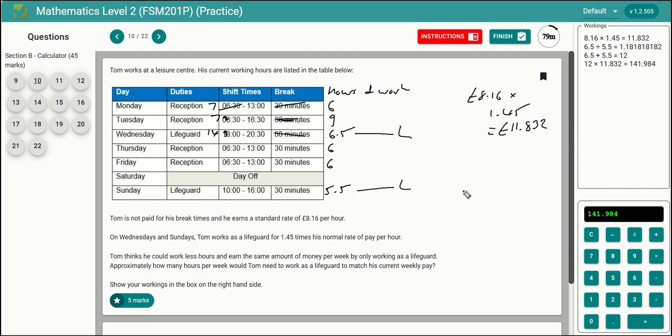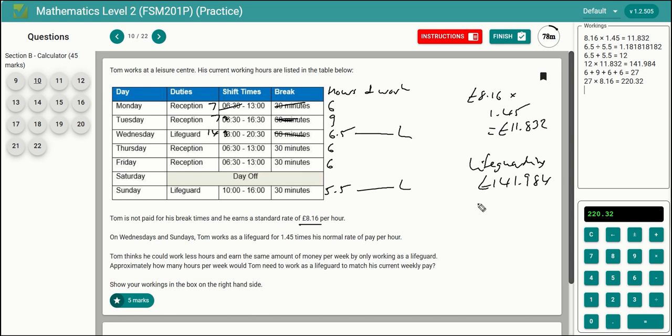so from lifeguarding duties, the total he earns is 141.984. Now for the rest, he's paid £8.16, and that is for, again, let's just add these together. So that's going to be 6 plus 9 plus 6 plus 6. So that's 27 hours of work, and that's going to be at £8.16. So 27 multiplied by £8.16, that comes to 220.32.